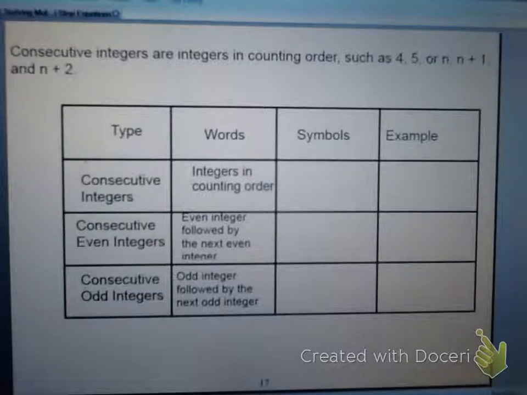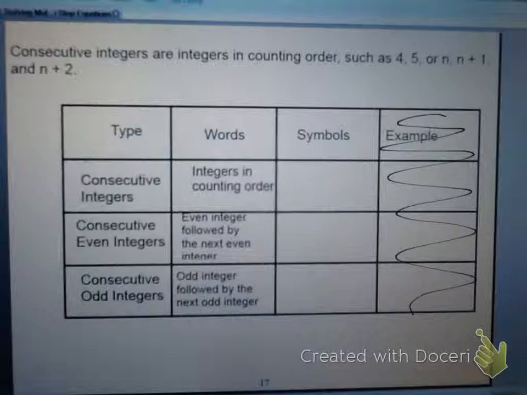Consecutive integers are integers in counting order, such as 4, 5, 6, and so on. So right here, we're going to delete this column. Consecutive integers: the first integer is n. The second integer will be n plus 1. And the third would be n plus 2. Then the next would be n plus 3, and so on and so on.